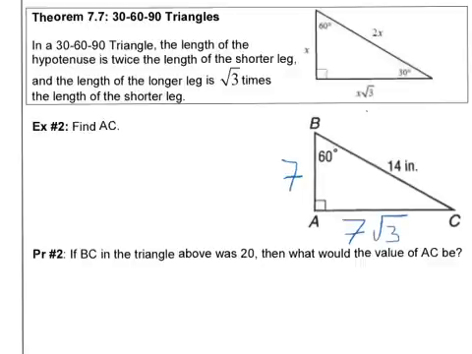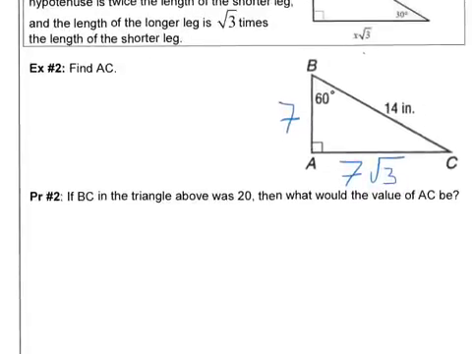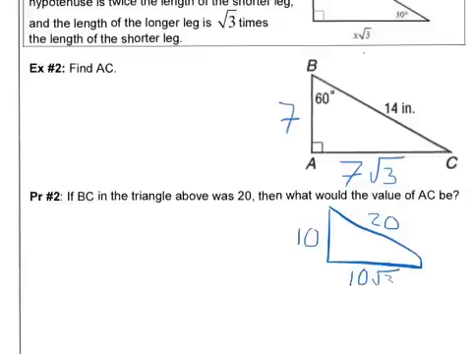Alright, so above, if BC is now, maybe we want to draw another triangle, and instead of it being 14, I'm sorry, it's 20, then what would AC be? Well, again, this side over here would have to be half its length, 10, and so this would be 10 times rad 3. Easy, easy, easy, easy. So you guys can do this stuff.